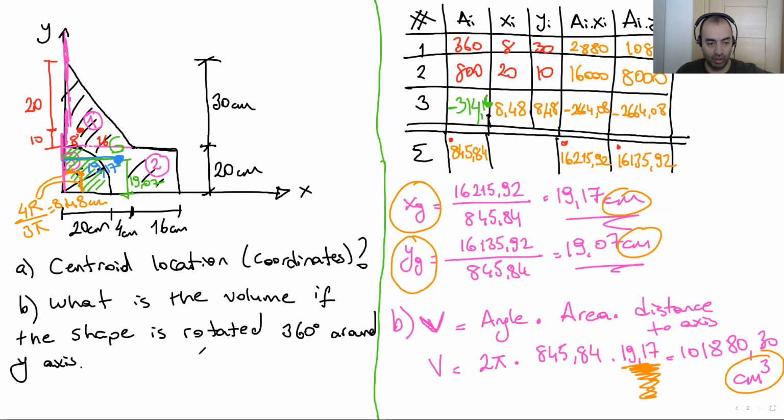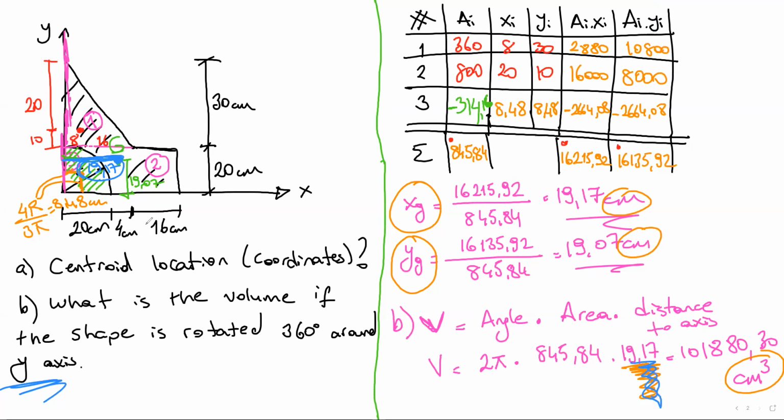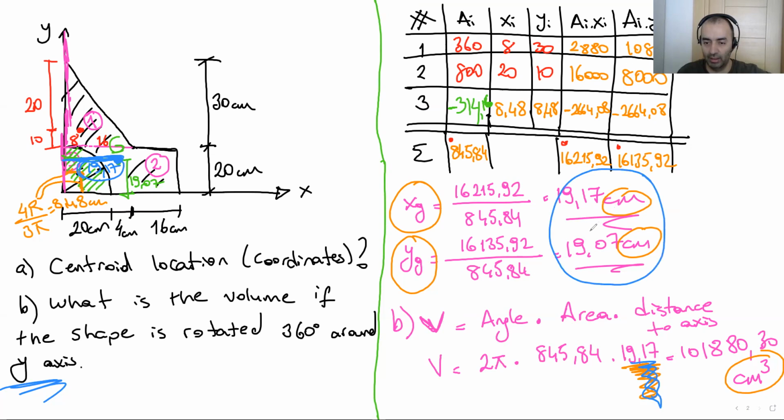So what was the question? It was the volume around the y-axis. So the point is here, and the distance to the rotation axis is here. That's why we are using 19.17. Okay. Thank you. So we are not dealing with this rectangle. That's why in this volume calculation, we don't use the given geometrical dimensions. We use the coordinate that we calculated previously. Okay.